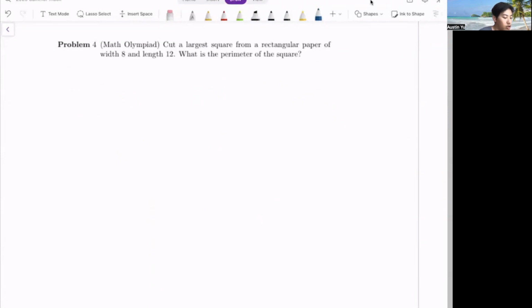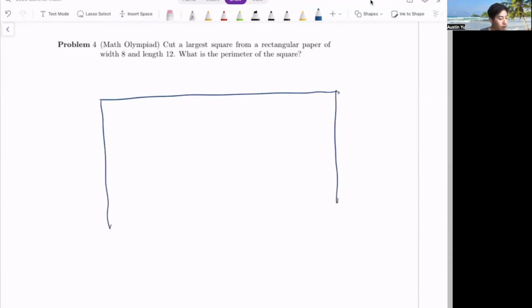Problem 4. Cut a larger square from a rectangular paper of width 8 and length 12. What is the perimeter of the square? So we get a rectangular paper of width 8 and length 12. So length 12 would just be right here, while width 8 right here.